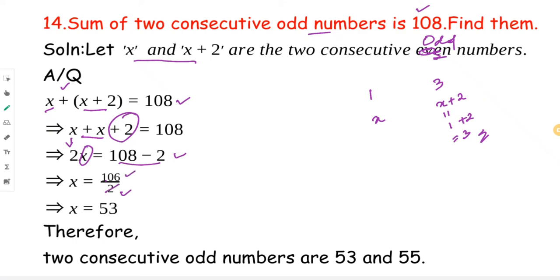So if I divide now, 2 1s are 2, 2 5s are 10, 2 3s are 6. So my odd number is 53, right? Then what will be the next consecutive number? It has to be 55. So remember, I got x to be equal to 53. Then x plus 2, to find the next, it is what? 53 plus 2, which gives me 55. Alright, therefore the two consecutive odd numbers are 53 and 55.